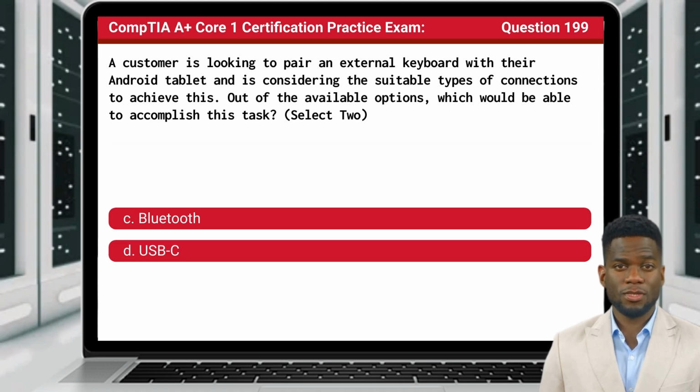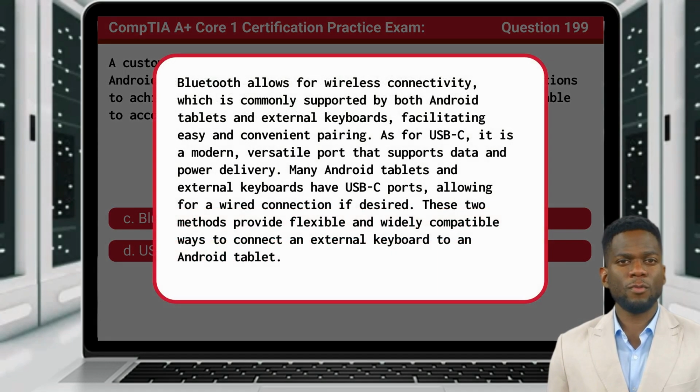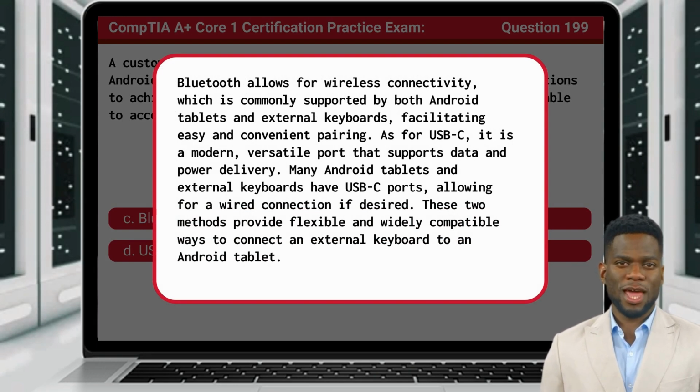The answer is C and D, Bluetooth and USB-C. Bluetooth allows for wireless connectivity, which is commonly supported by both Android tablets and external keyboards, facilitating easy and convenient pairing. As for USB-C, it is a modern, versatile port that supports data and power delivery. Many Android tablets and external keyboards have USB-C ports, allowing for a wired connection if desired. These two methods provide flexible and widely compatible ways to connect an external keyboard to an Android tablet.